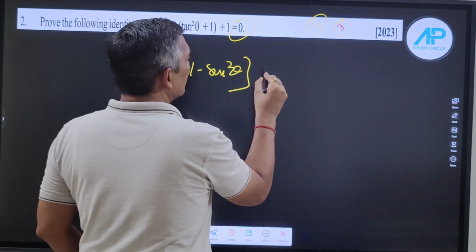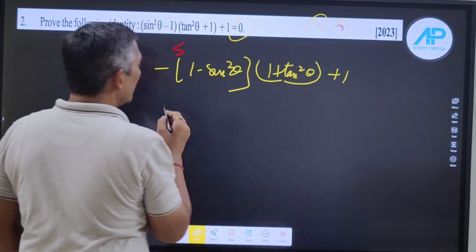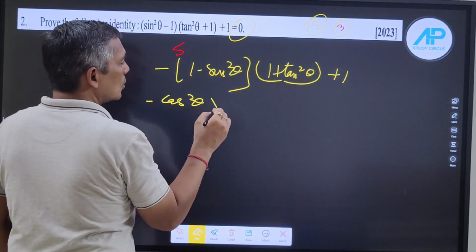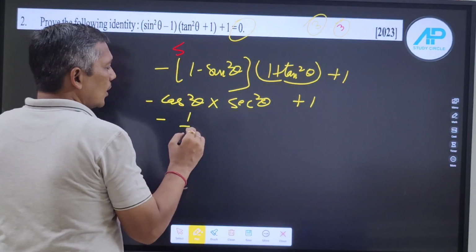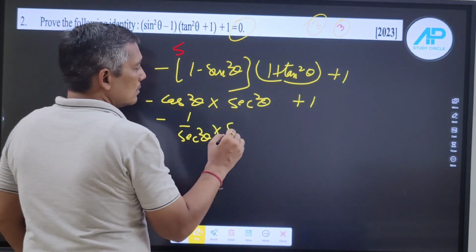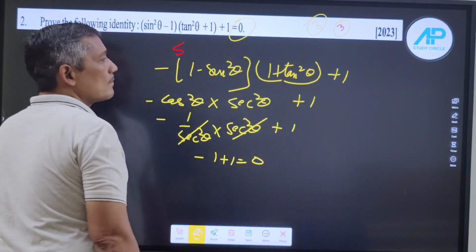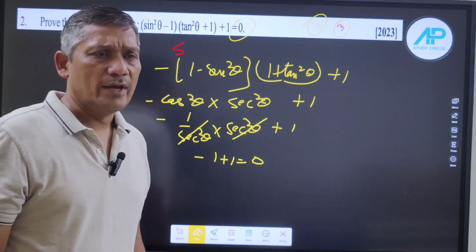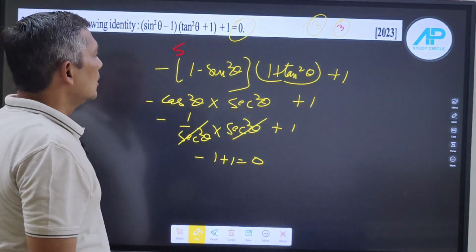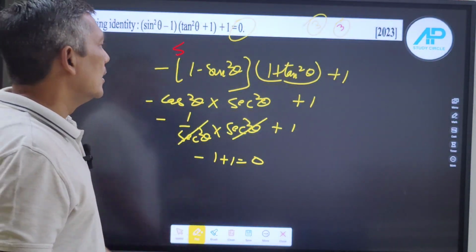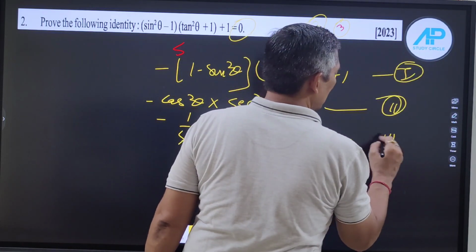(1 minus sin square theta) into (1 plus tan square theta) plus (1 minus cos square theta) into sec square theta. Now cos square is... minus 1 plus 1 gets me equal to 0. That's a very simple question. You can always solve questions in this manner. So you see what I again emphasize on: these questions have a first step, this is the second step, and this is the third step.